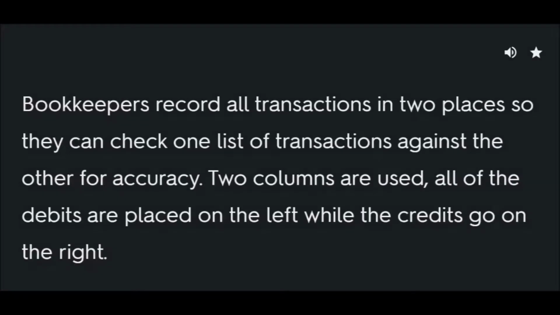Double entry bookkeeping. Bookkeepers record all transactions in 2 places so they can check one list of transactions against the other for accuracy. 2 columns are used. All of the debits are placed on the left while the credits go on the right.